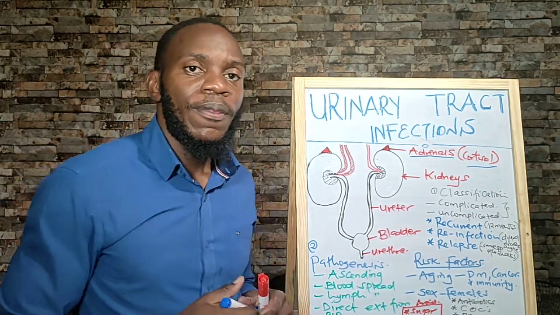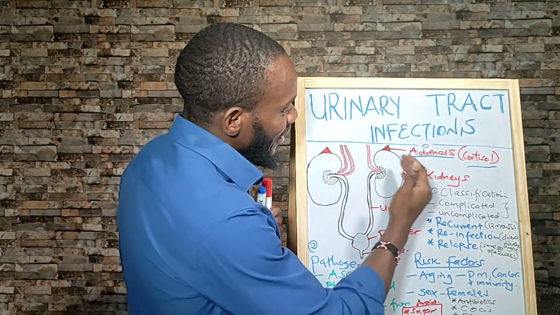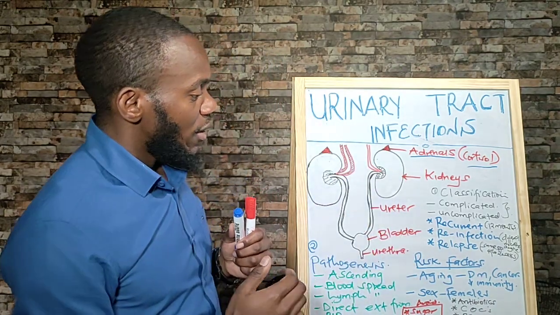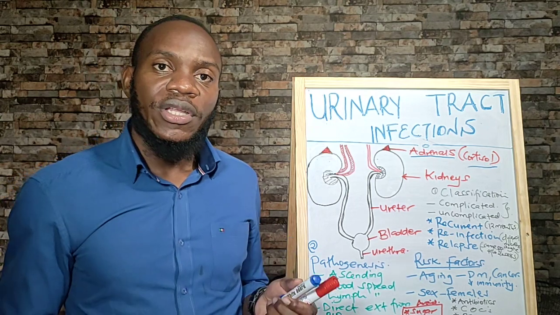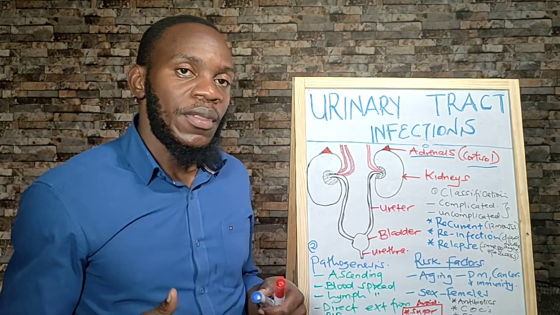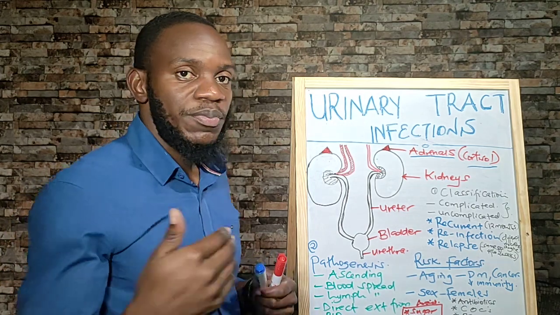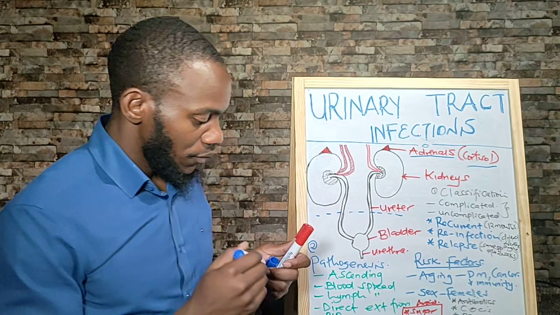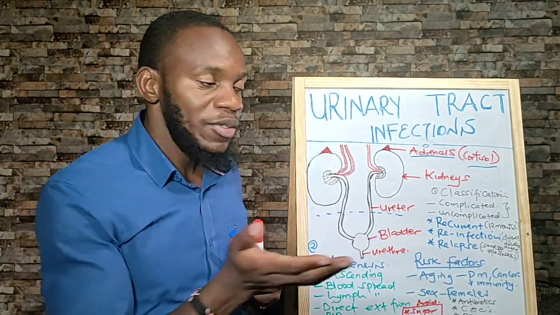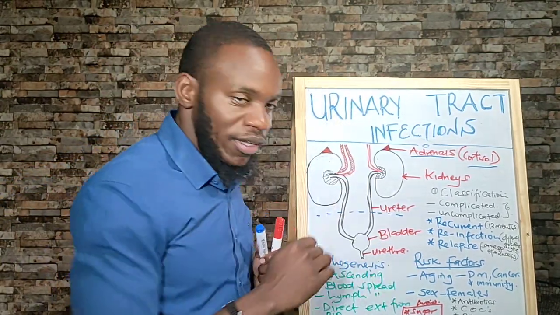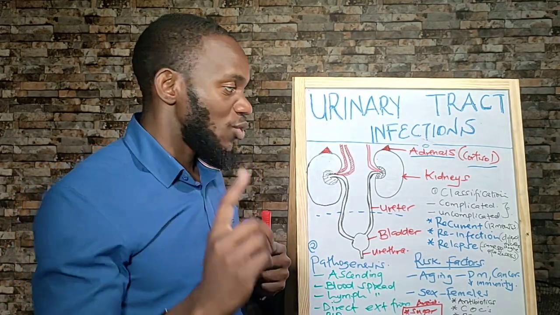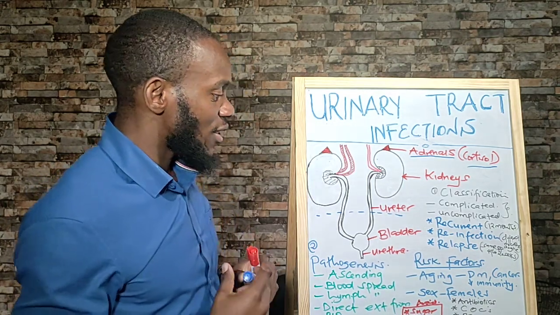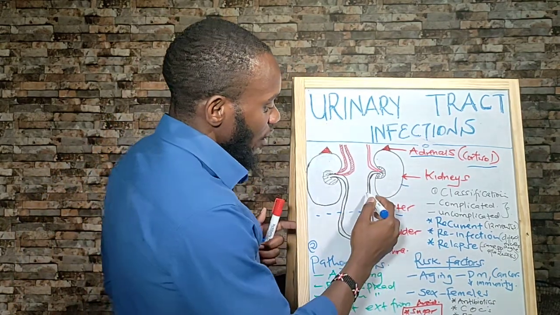So now we've defined it. Now we want to classify urinary tract infections. How do you classify them? Urinary tract infections are classified according to the level at which the infection has spread. So you can classify them into upper and lower urinary tract infections. That is one. Number two, you can classify them into complicated and non-complicated. The upper ones affect the kidneys and part of the ureters.